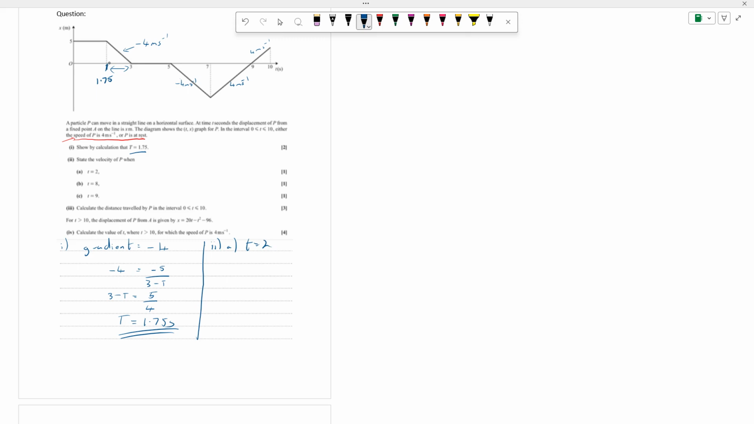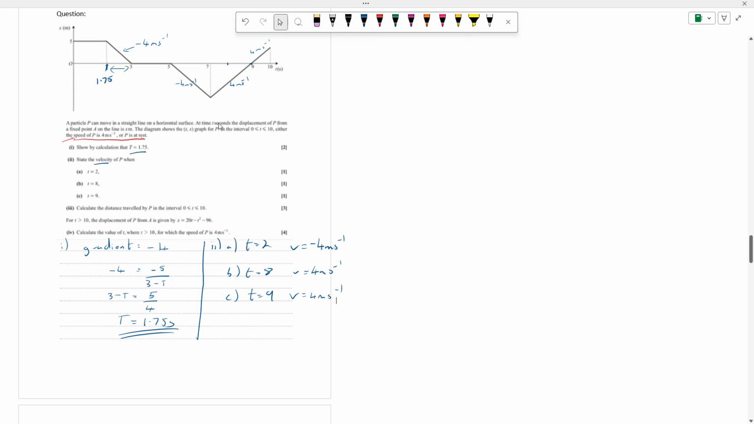When t is 2, my velocity, so I need to have some negatives or positives, is going down, so it's minus 4 meters a second. At t is 8, that would be about here somewhere. It's going up, so it's 4 meters a second. And then my final one is when t is 9, and it's still going up at this point by here, so its v is 4 meters a second. And I know they're 4s because of what they said at the beginning.